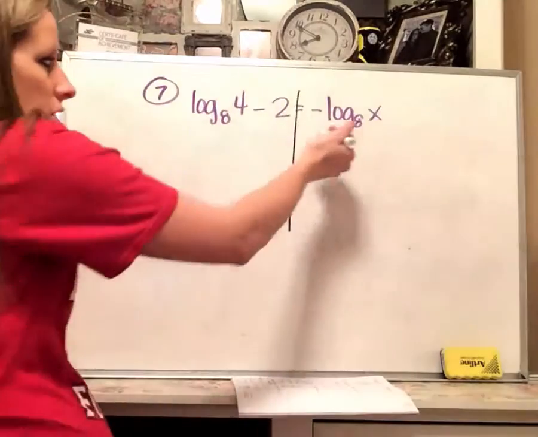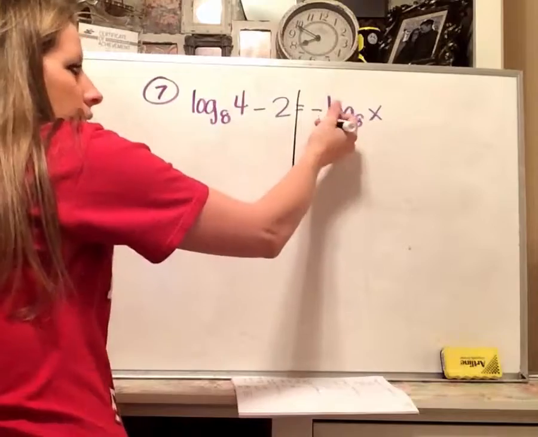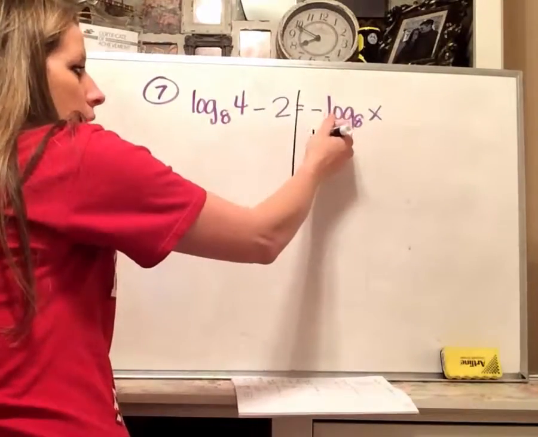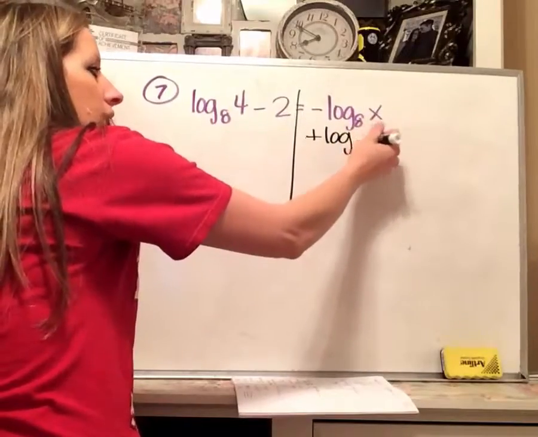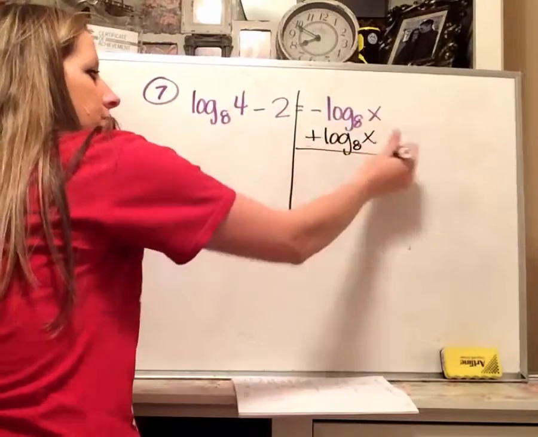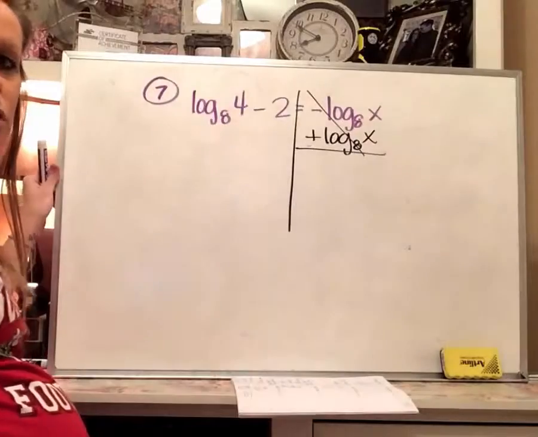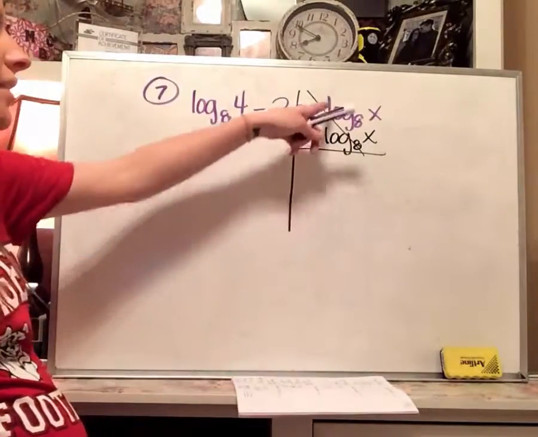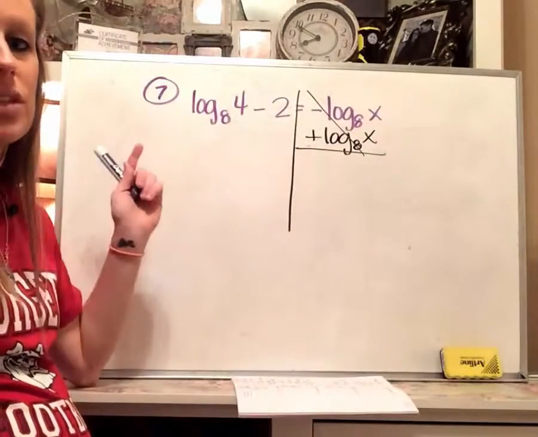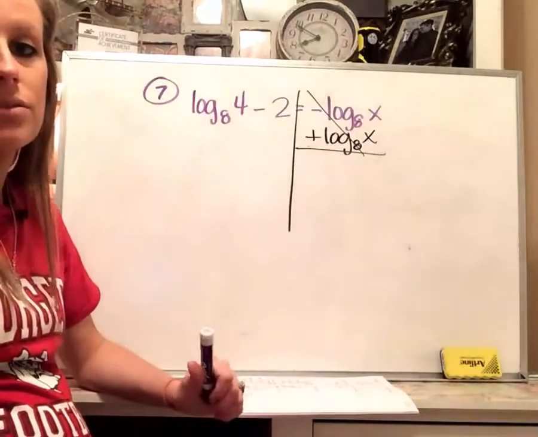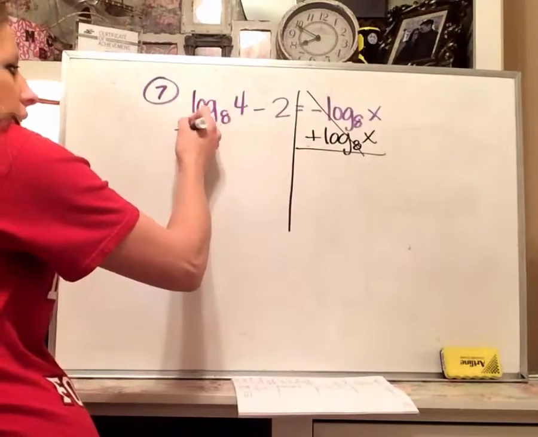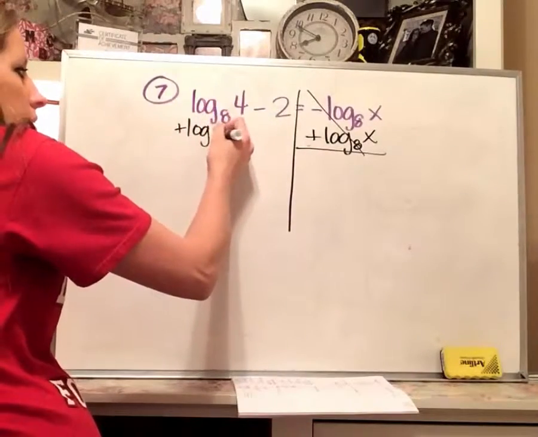So let's just say we want to move it to the left. The opposite of a negative log would be a positive log, and they're going to cancel each other out. It's just like x's. If I have a negative x over here and I want to move it to the left, I would add the x, right? So I'm going to do the same thing. What I do to one side, I have to do to the other.